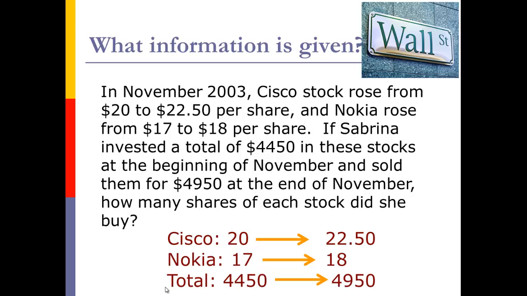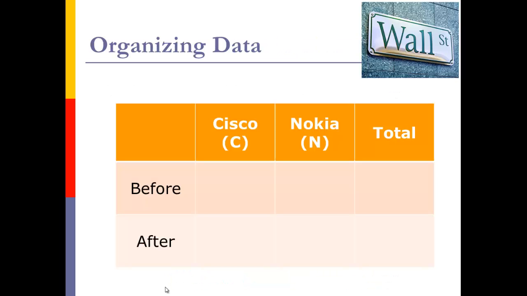The next thing I want to talk about is organization of the information. That really helps with making equations. One of the things I like doing with my word problems is making a chart, a table, out of them. You might be wondering why I have Cisco, Nokia, and total at the top here. It's because those are the things we're looking for. Those are the variables, and also total. That's usually a dead giveaway for me.